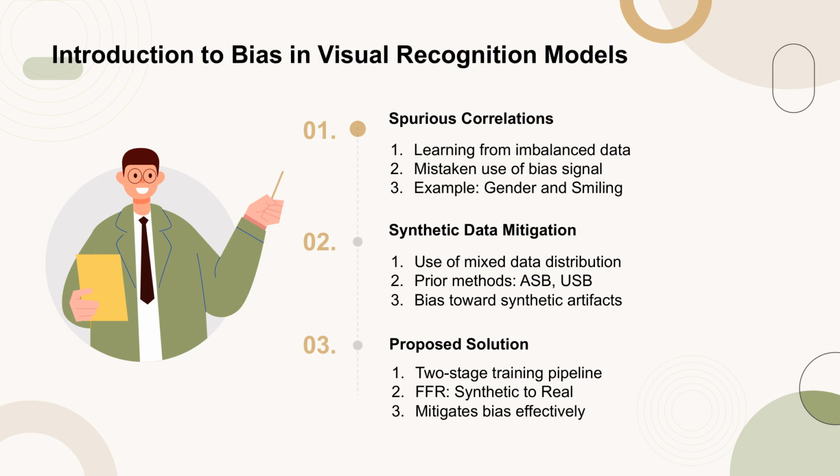Visual recognition models often learn spurious correlations due to imbalances in the training data. For instance, a model might incorrectly use gender as a predictor for smiling. To address this, synthetic data has been used to mitigate bias. Prior methods like additive synthetic balancing, ASB, and uniform synthetic balancing, USB, have been introduced, but they can still lead to bias due to differences between real and synthetic data. Our proposed solution, the From Fake to Real, FFR, pipeline, uses a two-stage training approach to effectively mitigate this bias by separating synthetic and real data training.